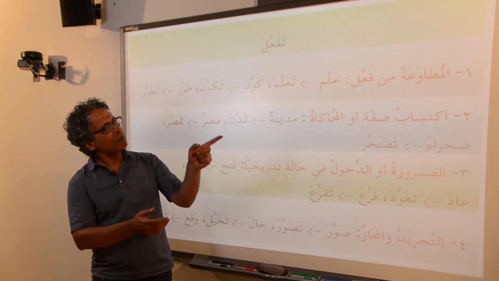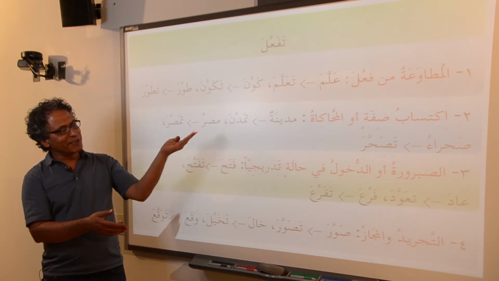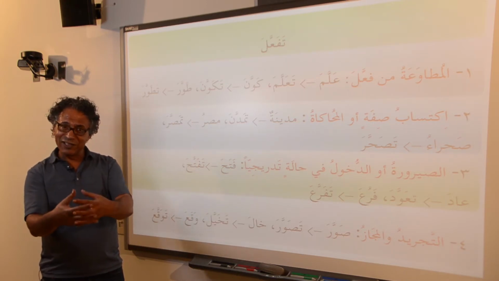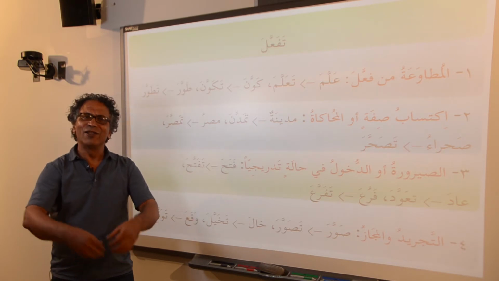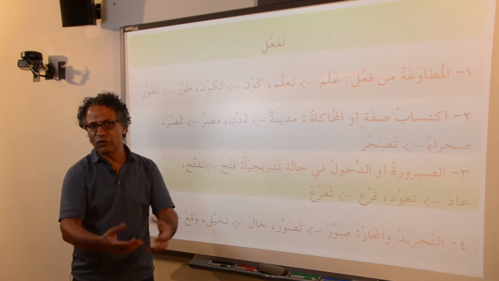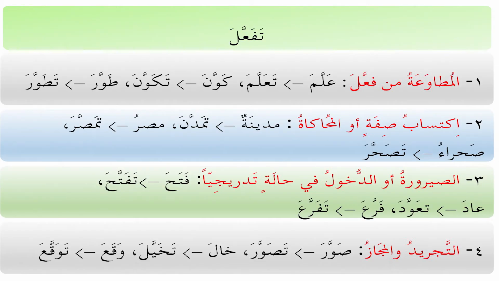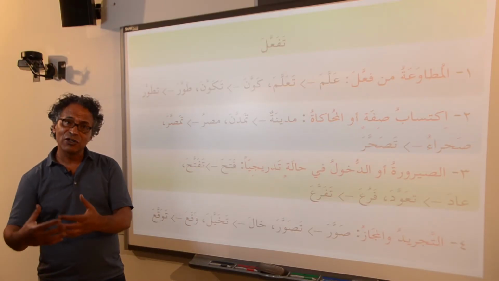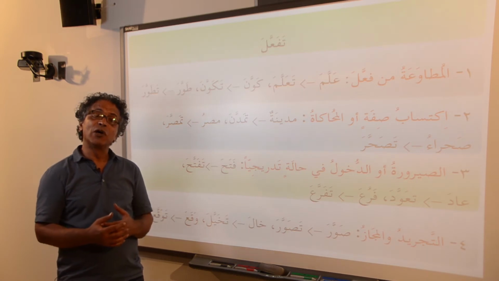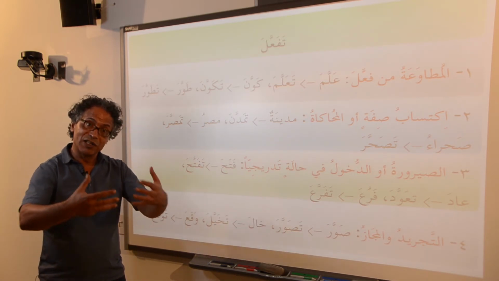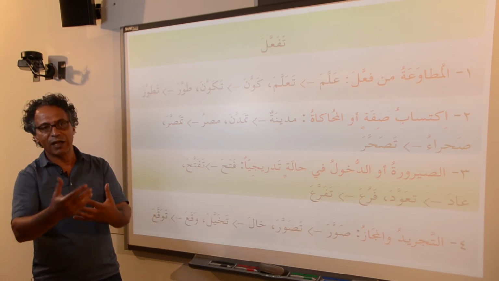المعنى الثاني هو اكتساب صفة أو المحاكاة, يعني to acquire a certain quality or trait or to copy traits from other people or other places. So look, مدينة تمدن. So based on the noun of Medina, a city, تمدن is to take on the manners of city dwellers or to become a city dweller. مصر تمصر, to Egyptianize now based on Egypt. وصحراء, a desert, تصحر, this is the word used for the desert pushing forward up north by creating more and more desert space. So نقول تصحر, يعني تحول إلى صحراء.